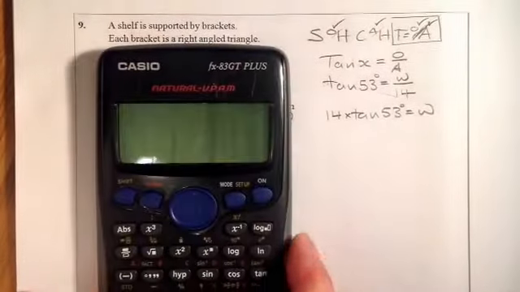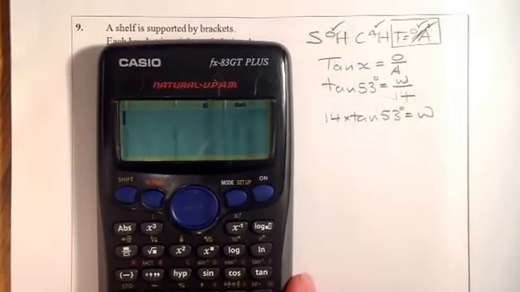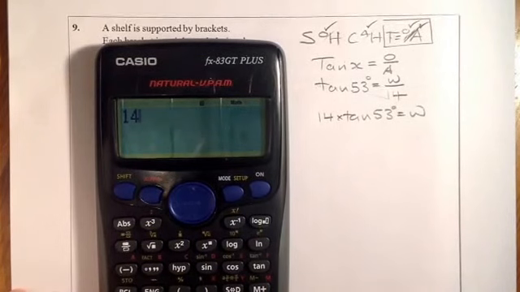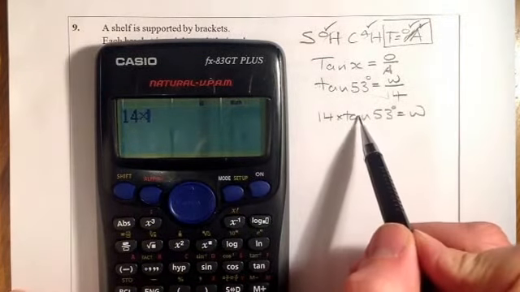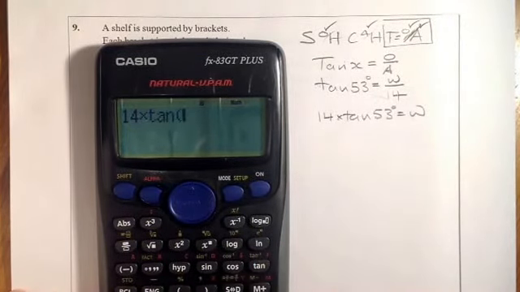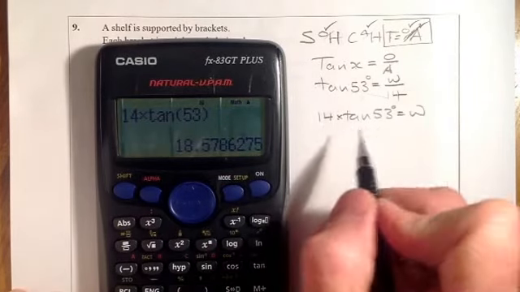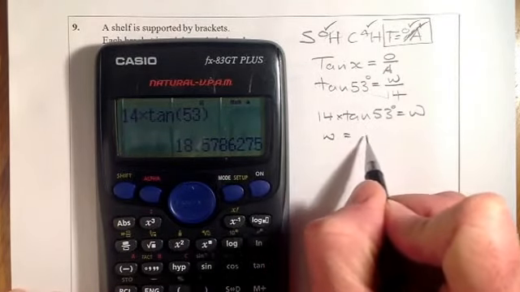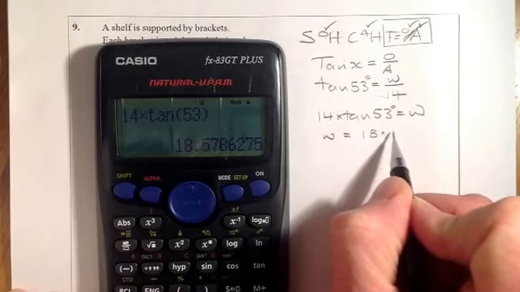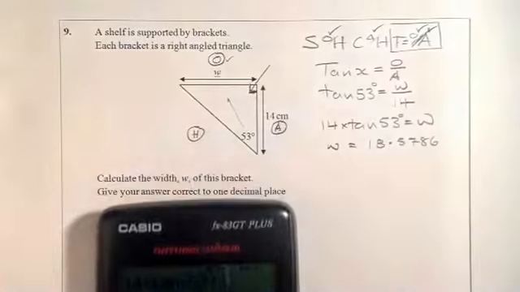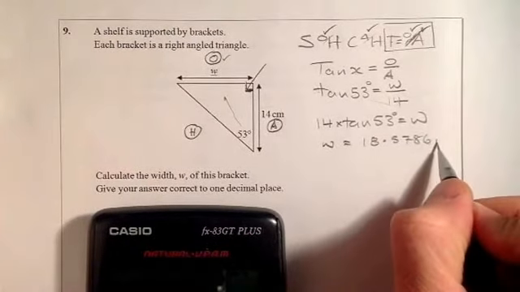So I'll work that out on the calculator. I'm going to go 14, so that's 14 in the calculator. I'm going to multiply by tan, so it's the tan button, and I'm going to put 53 degrees in, close that bracket, press equals, and that gives me my answer. So I know that W is equal to 18.5786, and we're working in centimetres.